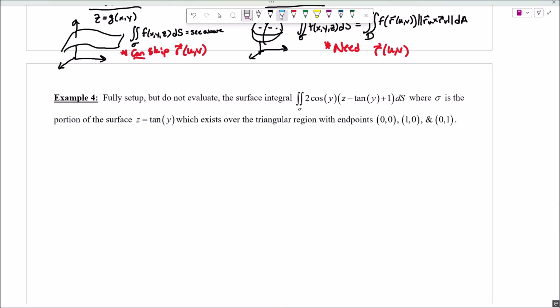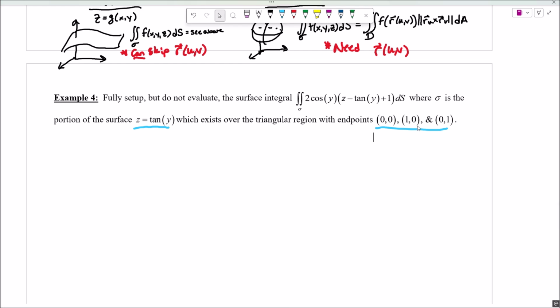What else is different here is that I've been given a formula, and I've actually been told where this region is that I'm looking at the formula above. So I'm not looking at the full formula of z equals the tangent of y. I'm only looking at a part of it that exists above this region. So this is actually very similar to how we dealt with double integrals back in the previous chapter.